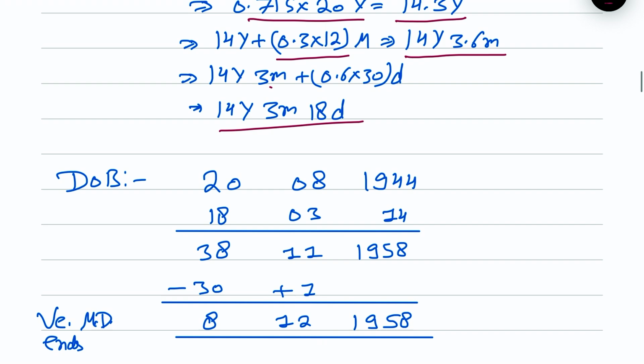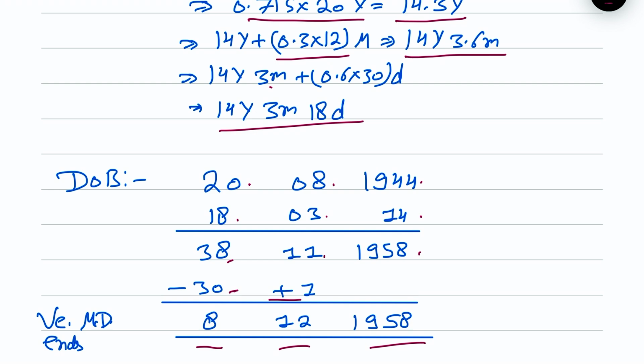So the date of birth is 28/1944. If we add 18 days, 3 months and 14 years to it, it is 20 plus 18 is 38, 8 plus 3 is 11, and 1958. If we subtract 30 from 38, because days should be between 1 and 30, we get 8, and for this we add 1 to the month. So Venus Mahadasha for this native ends on 8/12/1958.